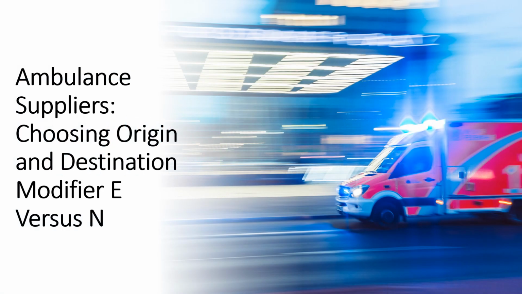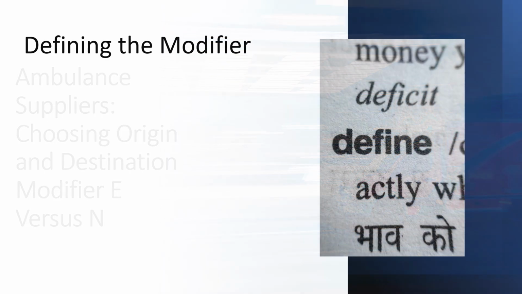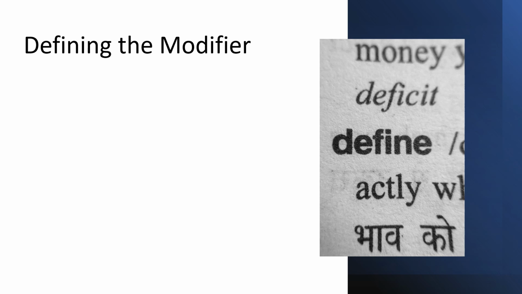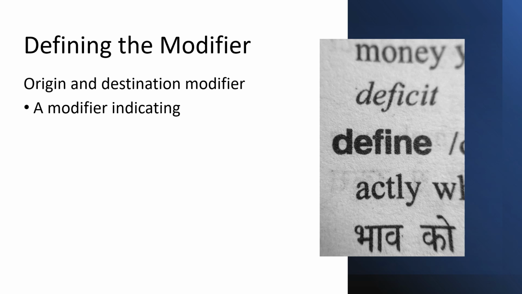Today I'm here to answer a question from our ambulance suppliers. Should they choose an E versus an N for the origin and destination modifier? I'd like to begin by defining what the origin and destination modifier is. The modifier is used during billing.